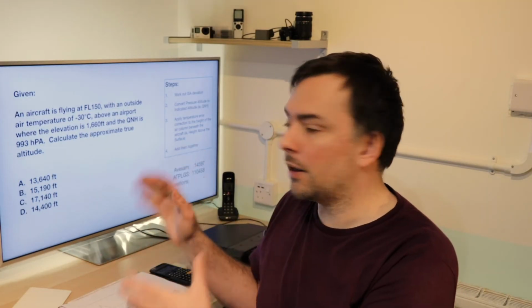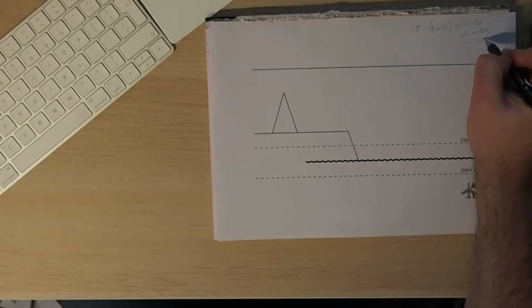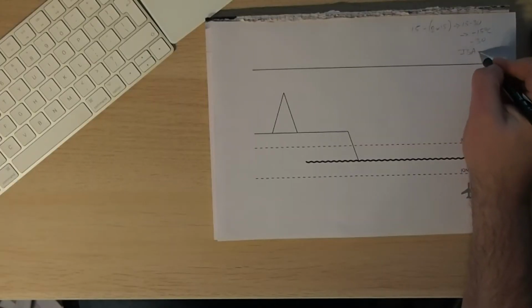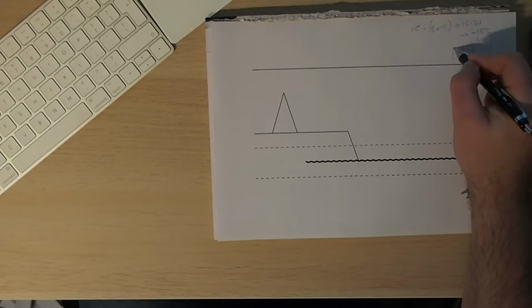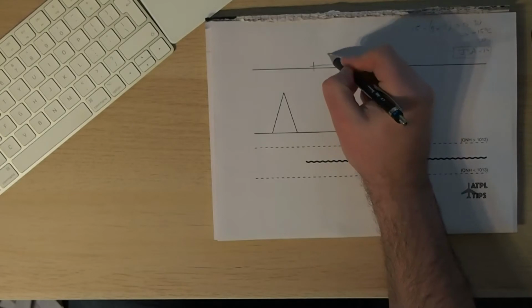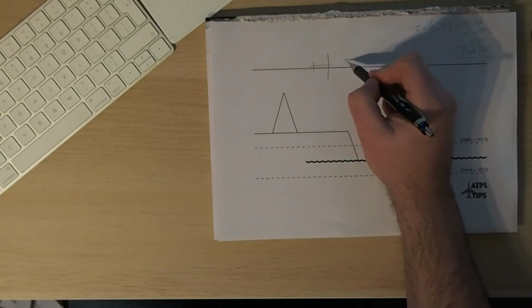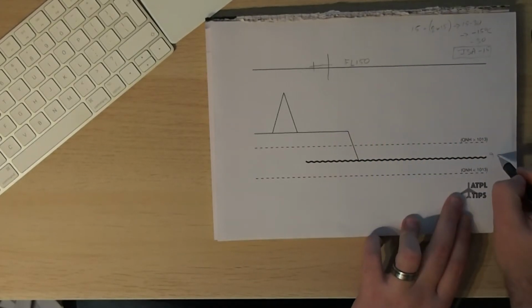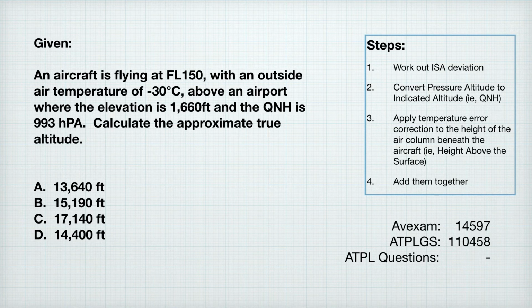Actually though, we have been given an outside air temperature of minus 30 degrees. So what's the difference between those two? Well, today we are 15 degrees colder than it should be according to the ISA standard atmosphere. So that means that we are ISA minus 15. Okay, right, now let's populate the rest of the page. We are flying along at flight level 150. Our QNH is 993. And the elevation of the airport that we're flying over is 1,660 feet.